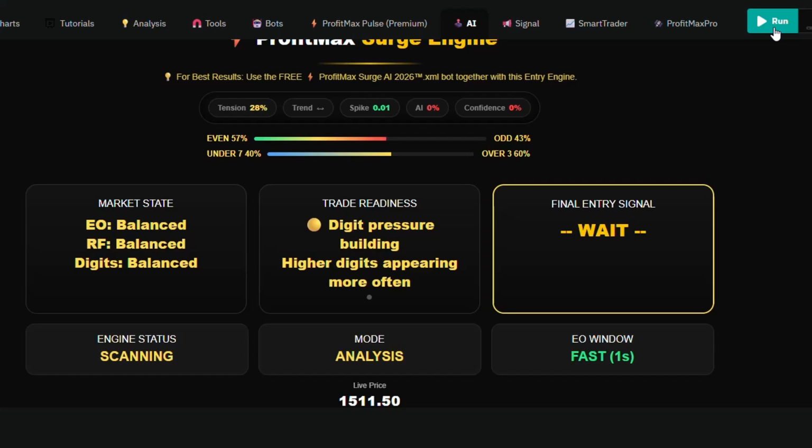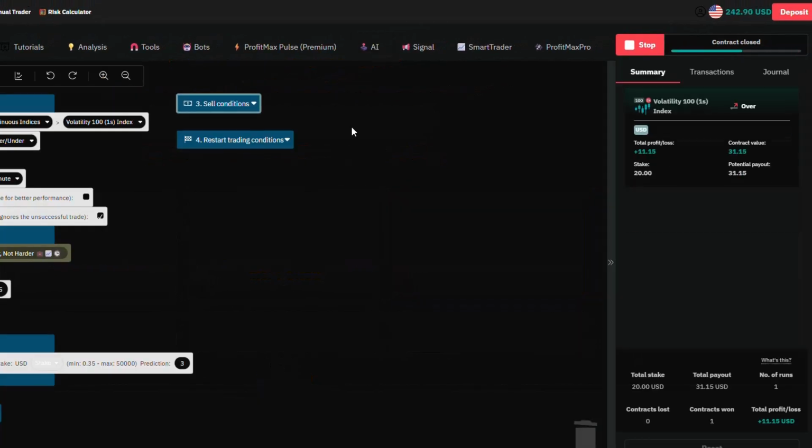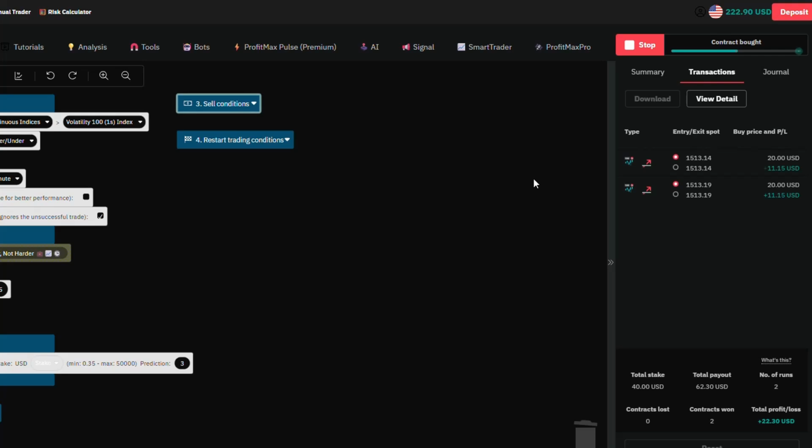We are waiting for final entry. If it tells us over 3, we simply run the bot. There's a lot of coding or logic behind the AI Surge Engine that does the heavy lifting for you. There you can see run over 3 now and win the market. You can see our first 2 trades are a win.